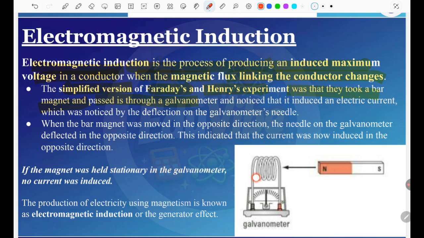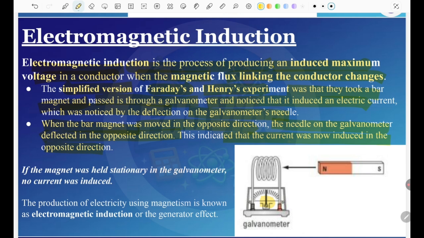We do some questions related to this, that's how it works. They noticed an induced electric current, which was observed by a deflection of the galvanometer's needle. So you see the deflection in this. When the bar magnet was moved in the opposite direction, the needle of the galvanometer deflected in the opposite direction, and the current was induced in the opposite direction.